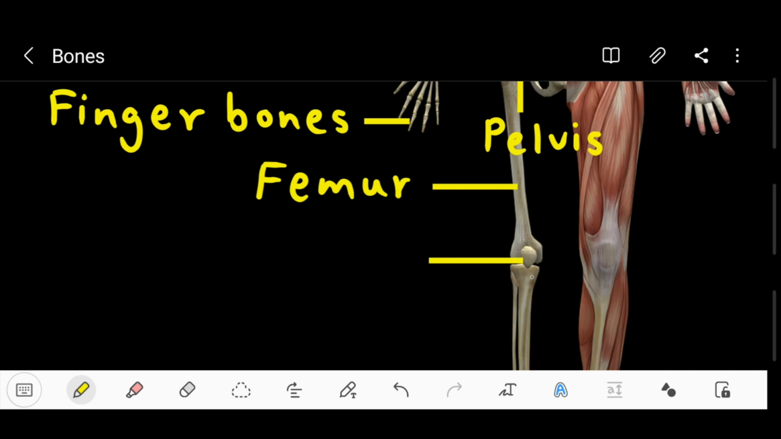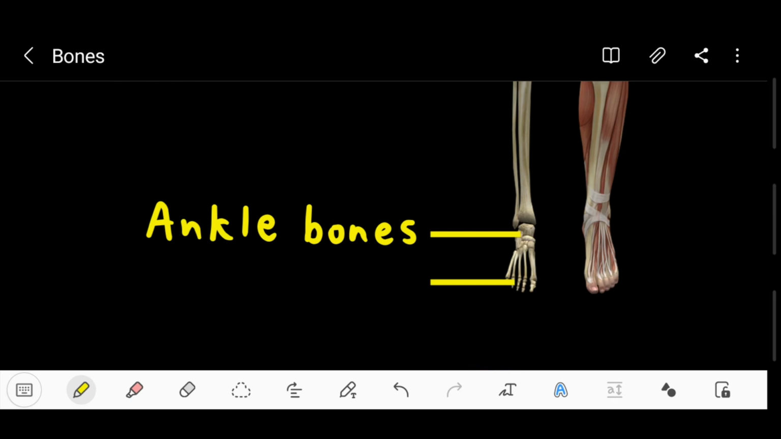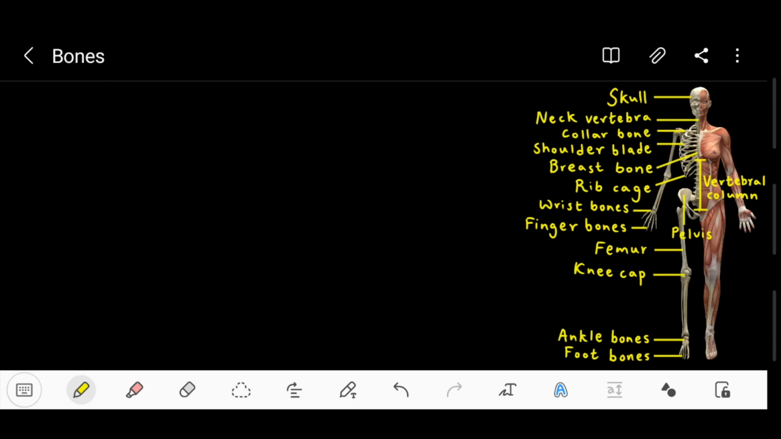This bone over here is the kneecap. Another name for the kneecap is the patella. These bones over here are known as ankle bones. And finally, we have these bones over here that are known as foot bones. Now that we are done labeling all our bones in the skeleton, don't forget to study them. Next, we will move on to some facts about the bones and the skeleton.